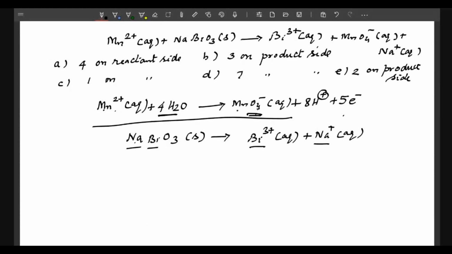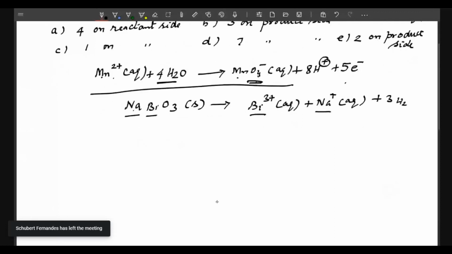Next, we have to balance the oxygen by adding the required number of water molecules. On which side should we add 3 water molecules? On the product side, 3 water molecules, liquid. Okay.